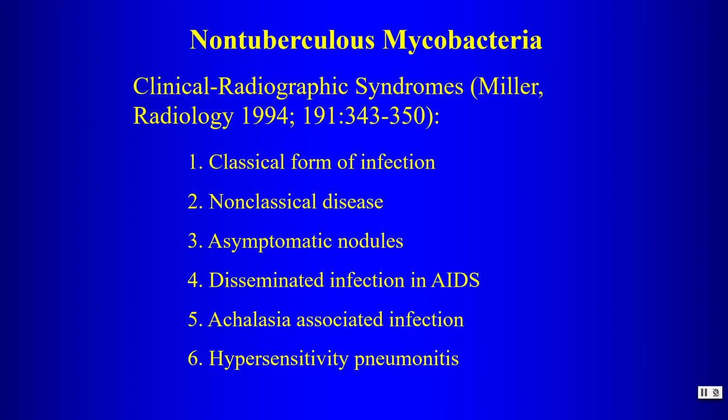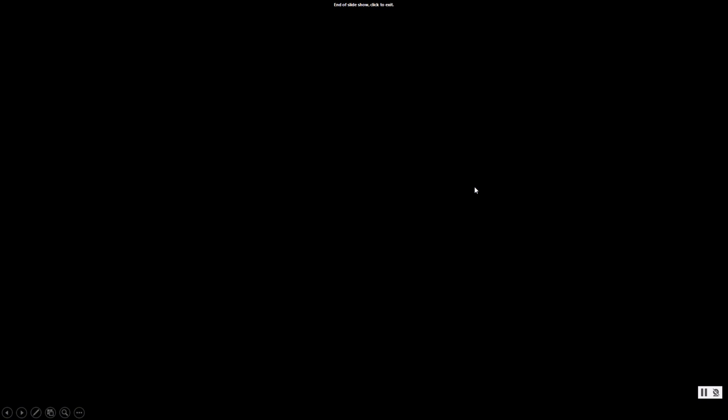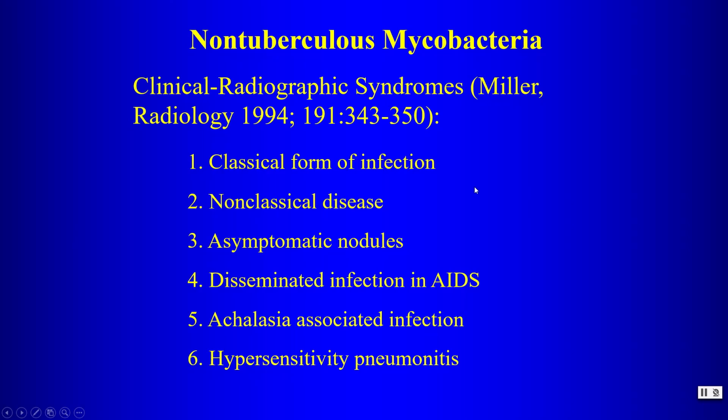Patients with AIDS can develop disseminated infection. With achalasia, patients can also get infection. Those are the rapid growers that can do that, the Mycobacterium fortuitum, chelonae complex there. And hypersensitivity pneumonitis, so-called hot tub lung, that is another type of syndrome that can be associated with atypical mycobacterial infection. So that concludes our session for today.